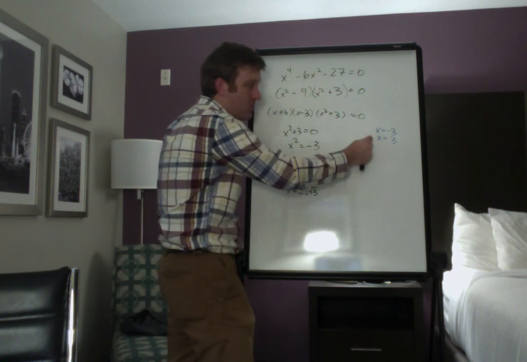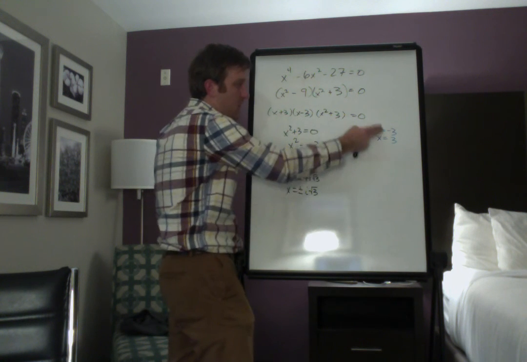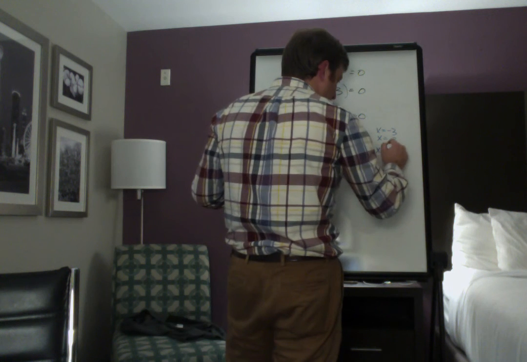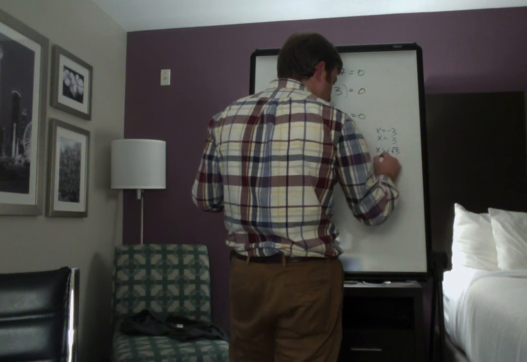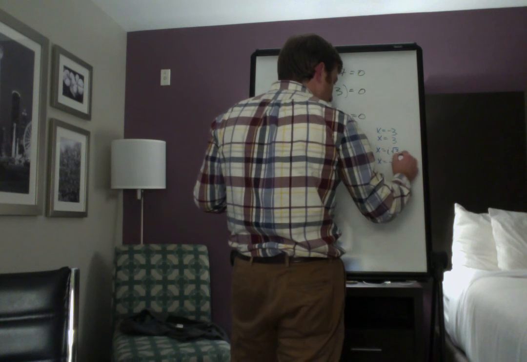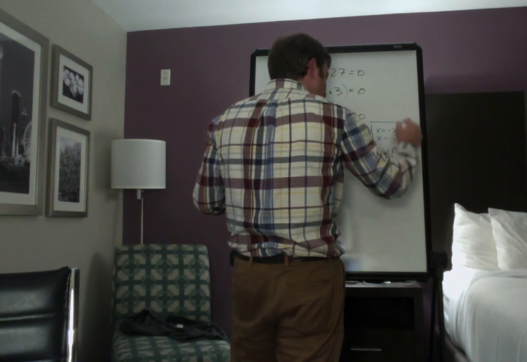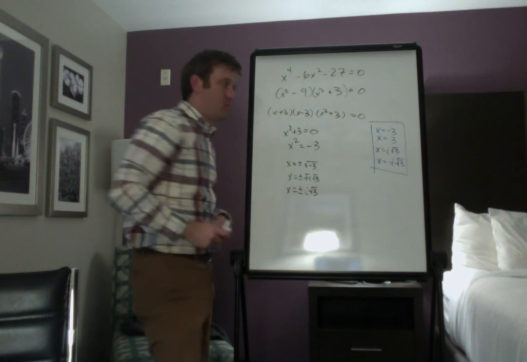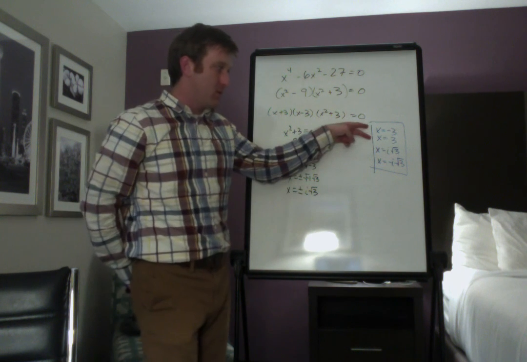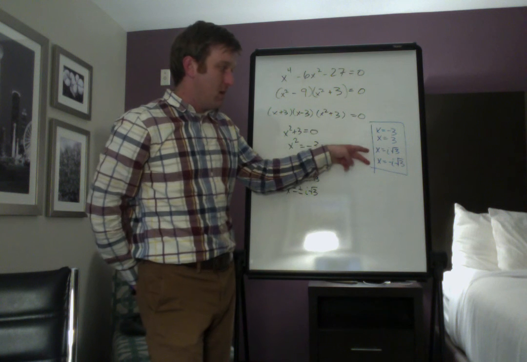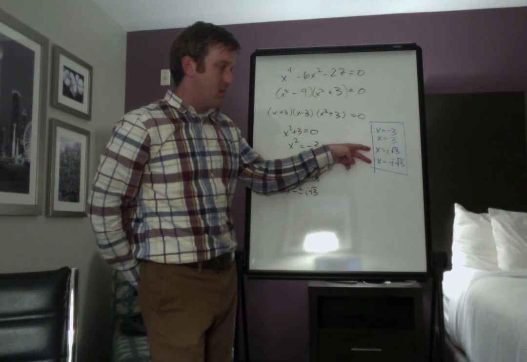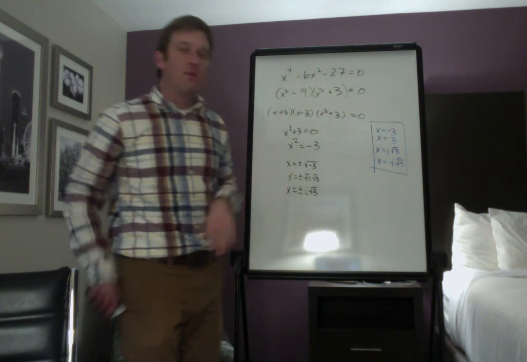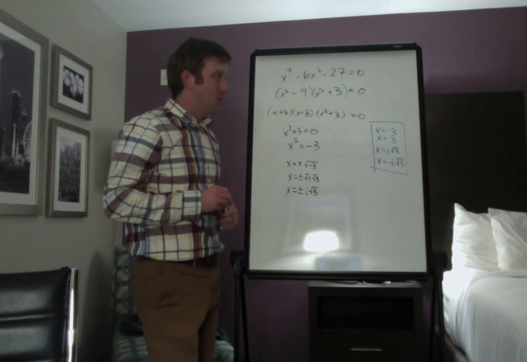Remember, I had 2 zeros here that came from these, negative 3 and positive 3. And now I have 2 more zeros, x equals i root 3, and x equals negative i root 3. So that's my 4 zeros for this expression. So I have 2 real zeros in negative 3 and 3, and 2 imaginary zeros in i root 3 and negative i root 3. So hopefully that helps you out with 7.2.